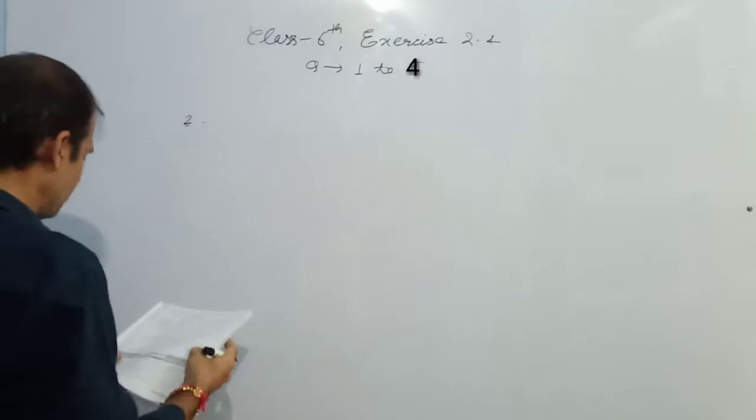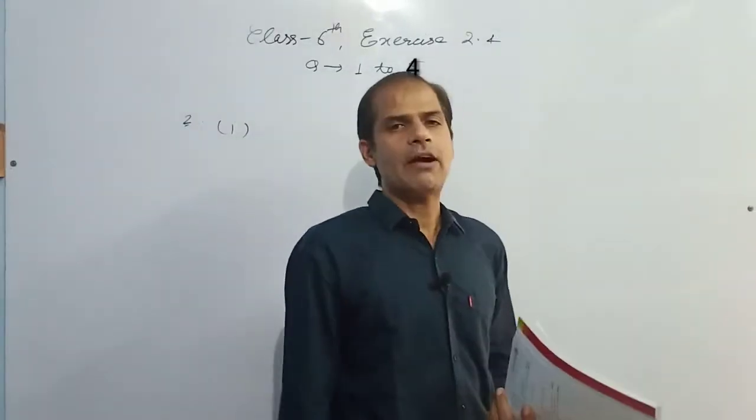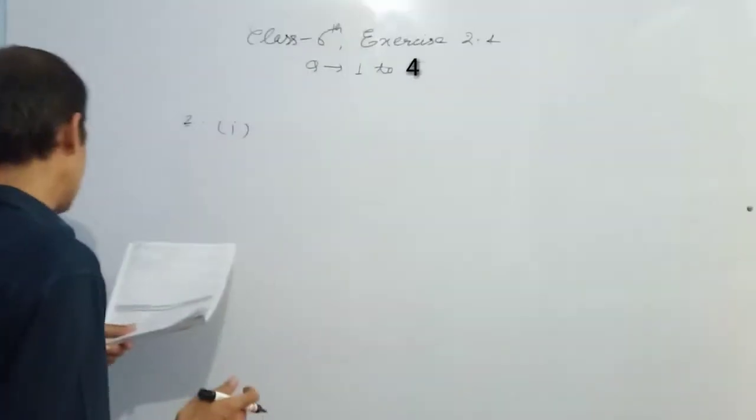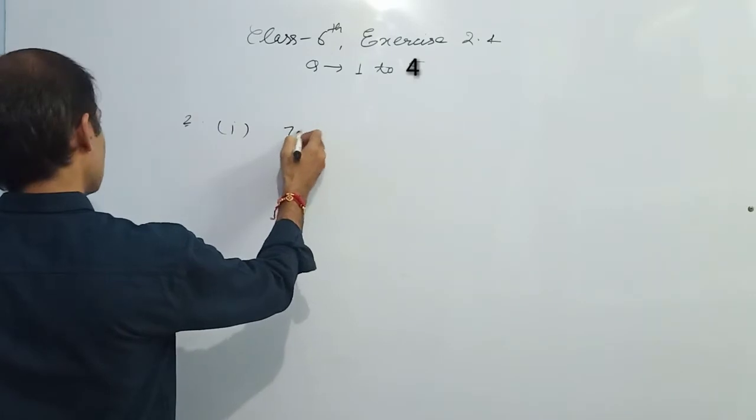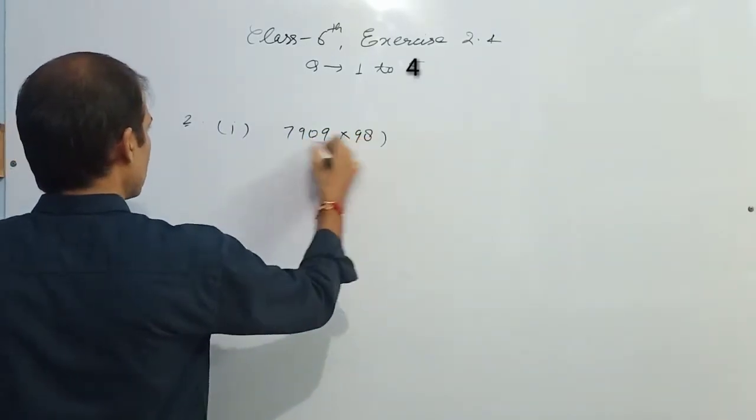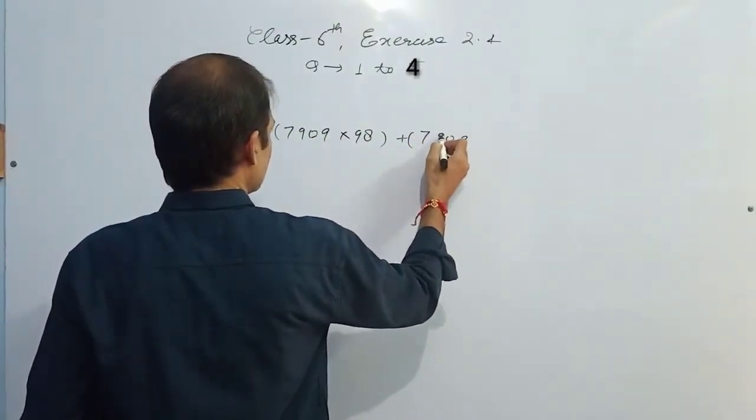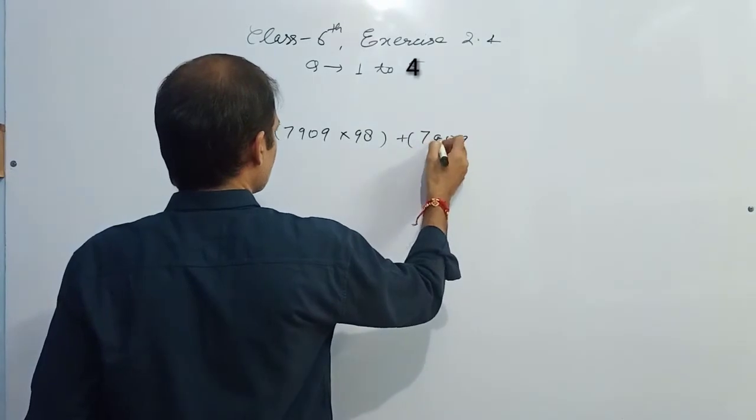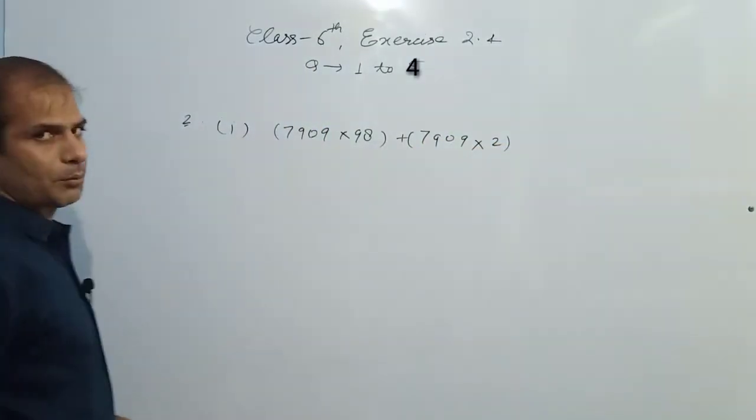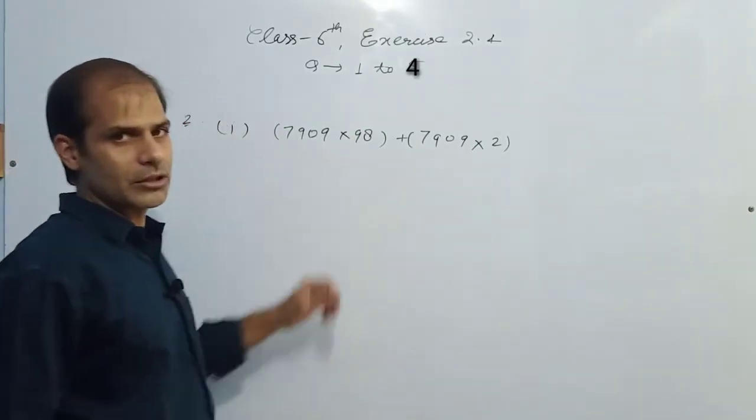Okay, second question, find the value of each of the following. First part, we have to find the value of the given multiplication. Now there is a proper technique to solve these questions. 7909 into 98 plus 7909 into 2. Listen, if you don't know the properties, you will consume more time in solving this question.